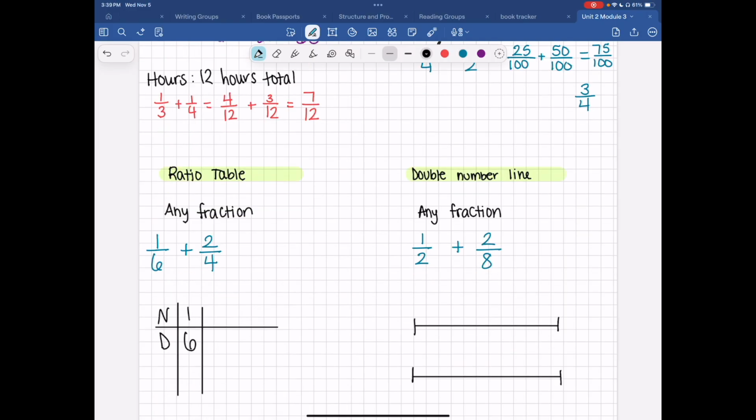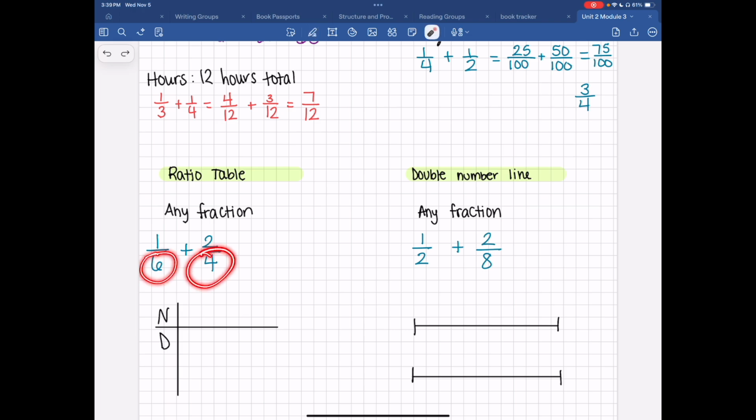All right, so I put 1/6. Sorry, I'm actually going to back up. All right, so using the ratio table, like I just said, these are unlike fractions, we need to find a common denominator. So when we're thinking about common denominators, we want to find common multiples between 6 and 4.